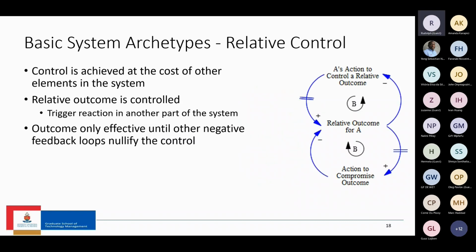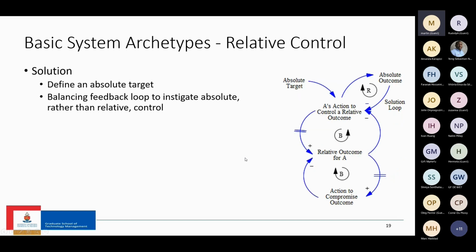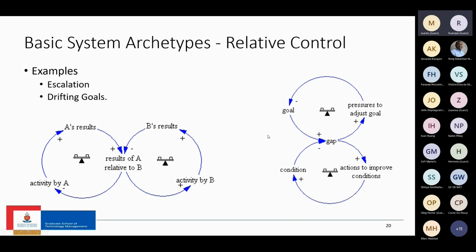The last one of the four is called the relative control, where you want to control something at the cost of another element in the system. The relative outcome you try to control triggers a reaction in another part of the system, and that's compromising what you're trying to achieve. So in this, you have the two balancing loops. The solution to this is to have an absolute target or an absolute outcome defined, where you can have a reinforcing loop to balance out or counter the balancing loop. I think that's more accurate. For this, the examples are escalation or drifting goals.